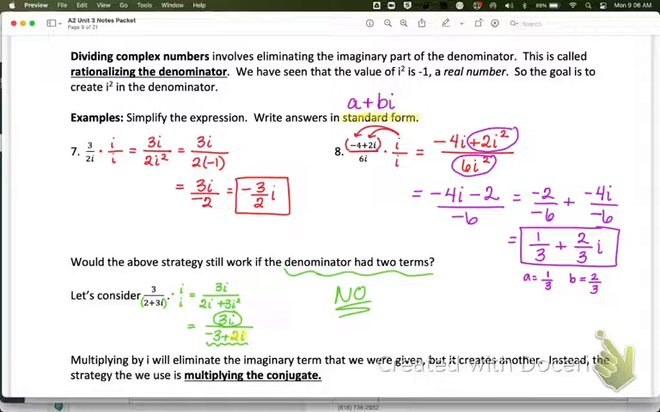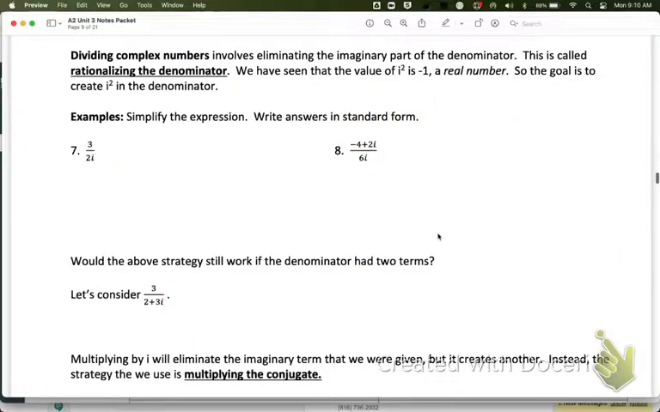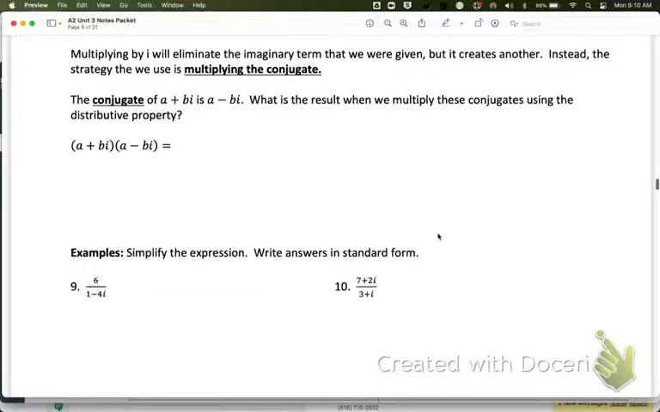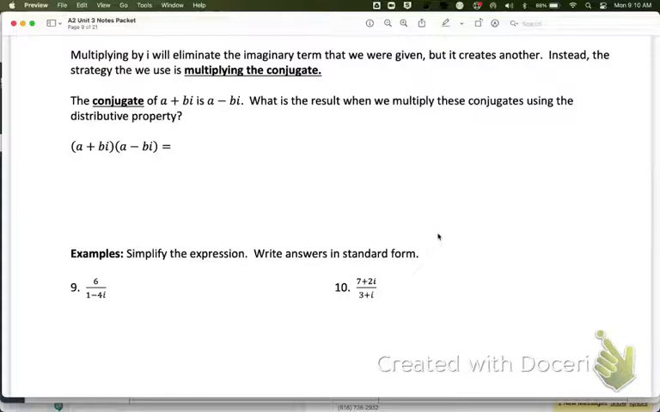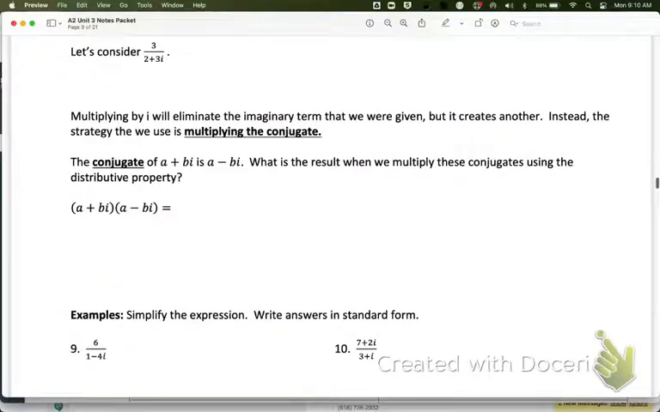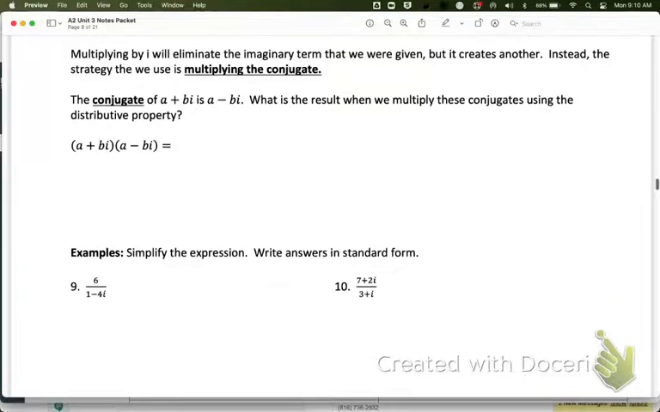What happened here is that multiplying by a single i eliminated the imaginary term that we had. It got rid of this 3i, but it created a 2i. It made another one. So that doesn't work. What we have to do instead is a strategy called multiplying by the conjugate.